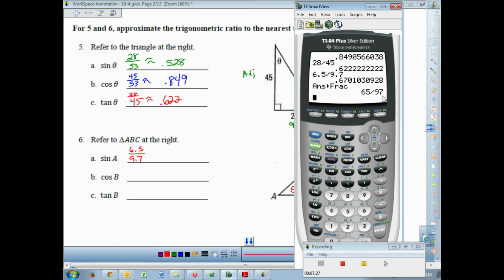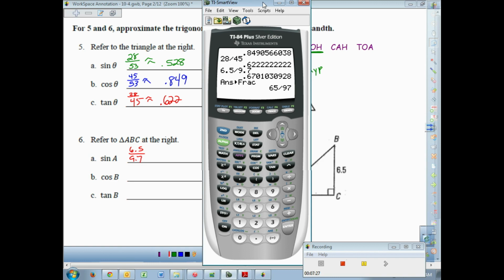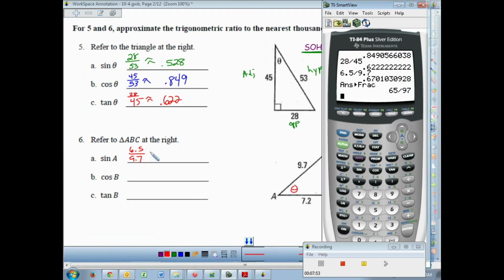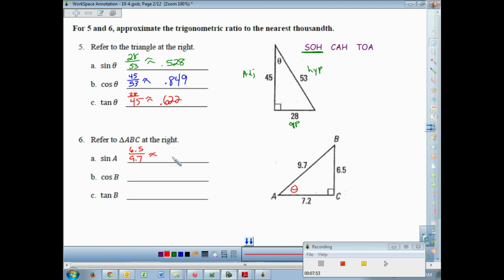Yes. I mean, you just multiply everything by 10, but I'm not worried about that. Cool? It didn't come out to anything groovy like 3/4 or anything like that, so let's just put approximately what it was to the nearest thousandth, which is about 0.67. Cosine of B.